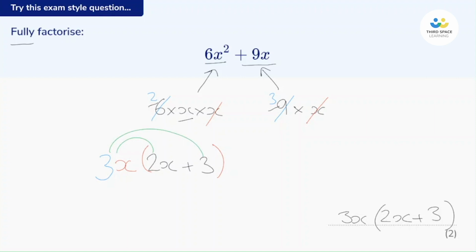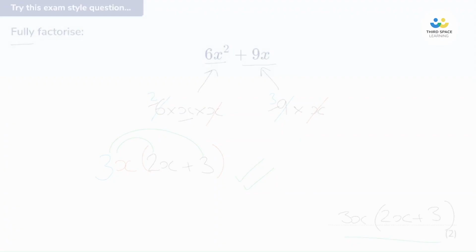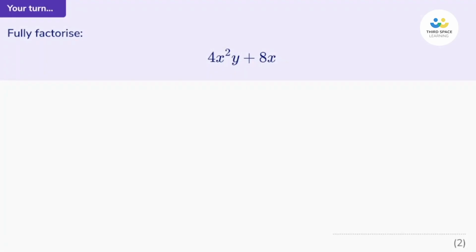This is worth 2 marks, so we have to be really careful. 2 marks is for the full final answer. Now, you would get 1 mark if you only partially factorised it. So say you forgot to bring out a 3 or an x. As long as the rest of it was right, you'd still get a mark. So 2 marks for this question. Here's another exam style question. Pause the video and see how you get on.